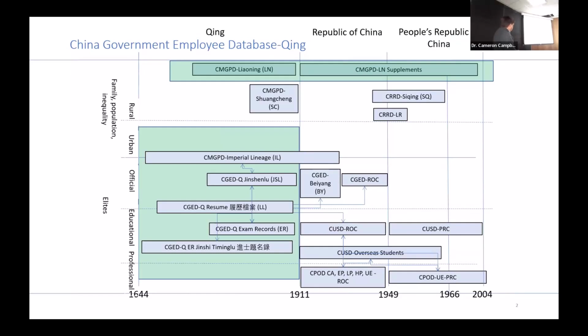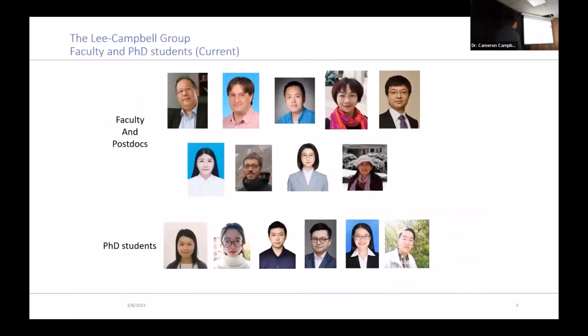And then I'm going to talk a lot about this data set, which I didn't talk much about yesterday, which is records of civil and military officials in the 19th century in the Qing dynasty. We also have some rosters of government employees, officials after 1911, but we're a long way from having those ready for release.